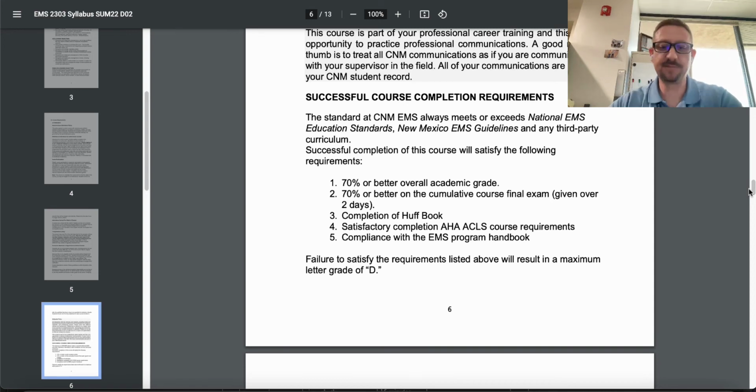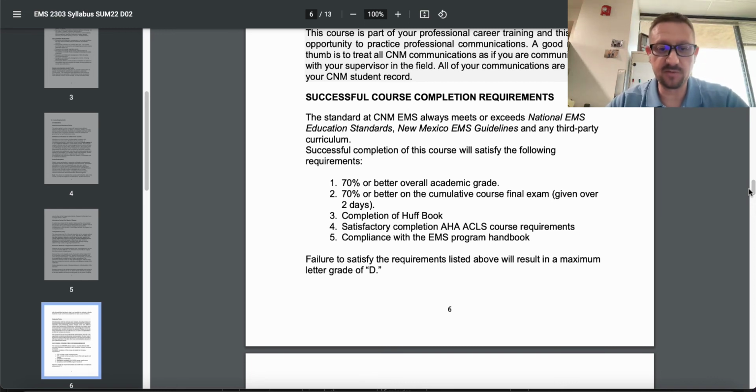All right, so as always, number one, 70% or better overall academic grade in the class when everything's tallied up, and you have to make sure that you've passed the course finals cumulative 70% or better.